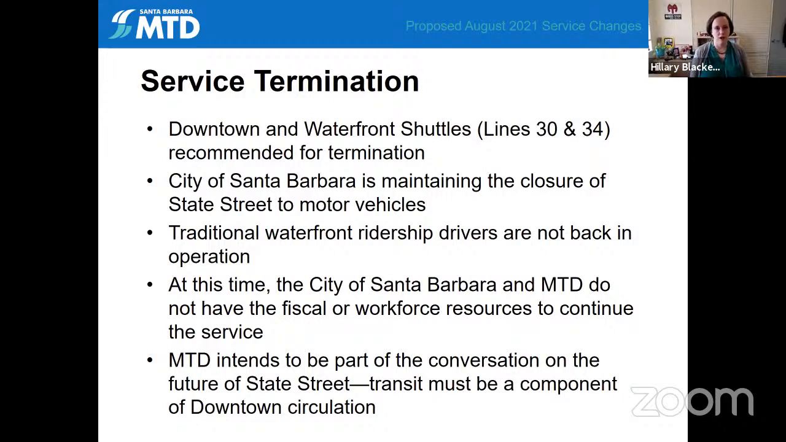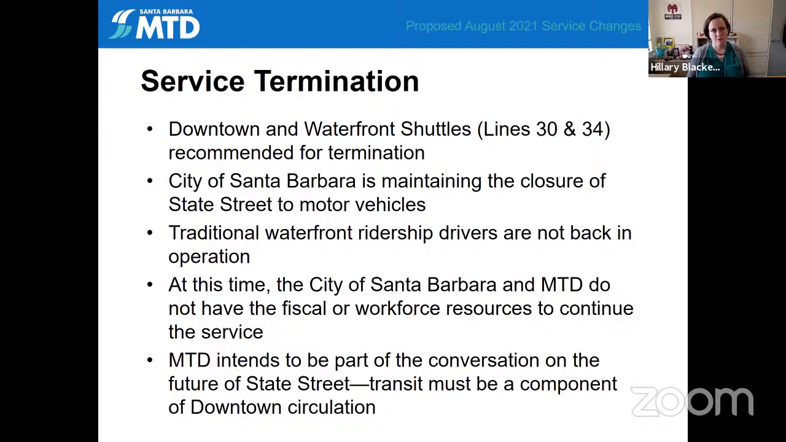Traditional waterfront ridership drivers are just not back in operation at this point. And we were told last May by the city of Santa Barbara that they do not have the financial resources to continue to subsidize the service. To explain, MTD and the city of Santa Barbara have a contract agreement where the city subsidizes what's called a fare buy down to help cover the cost of operating the shuttle service. They use downtown parking revenues.